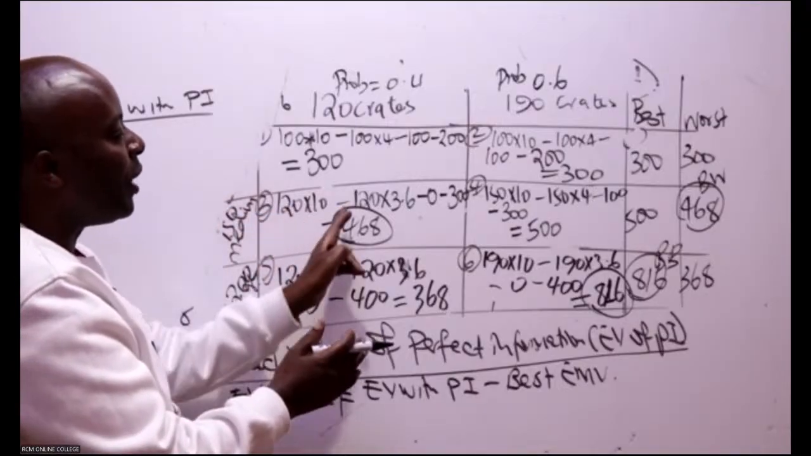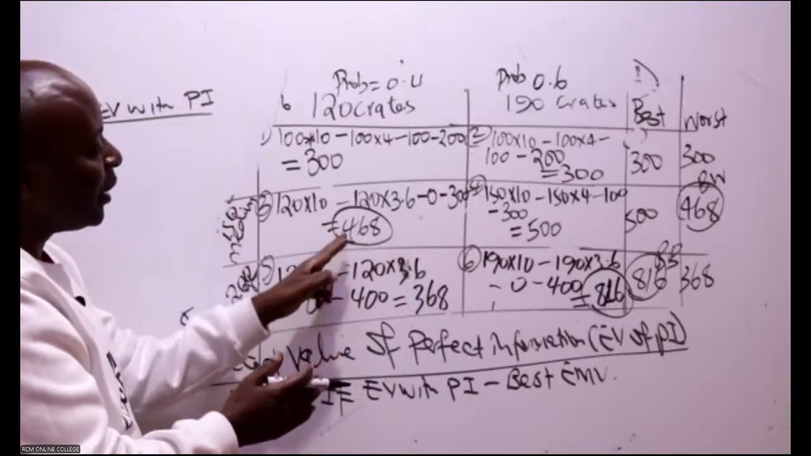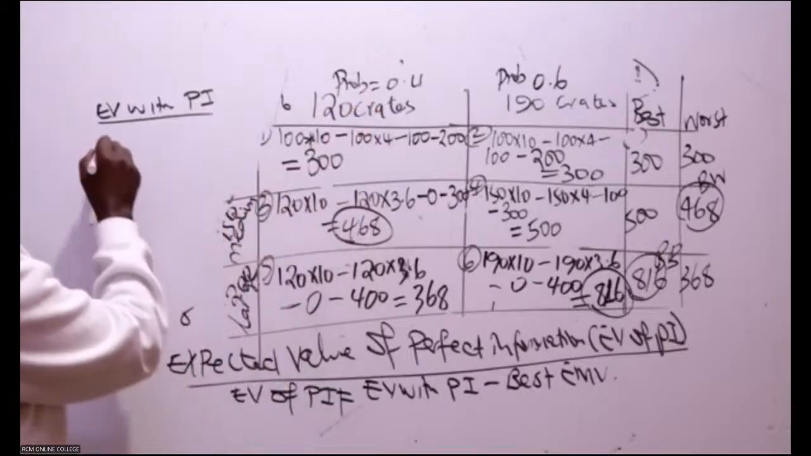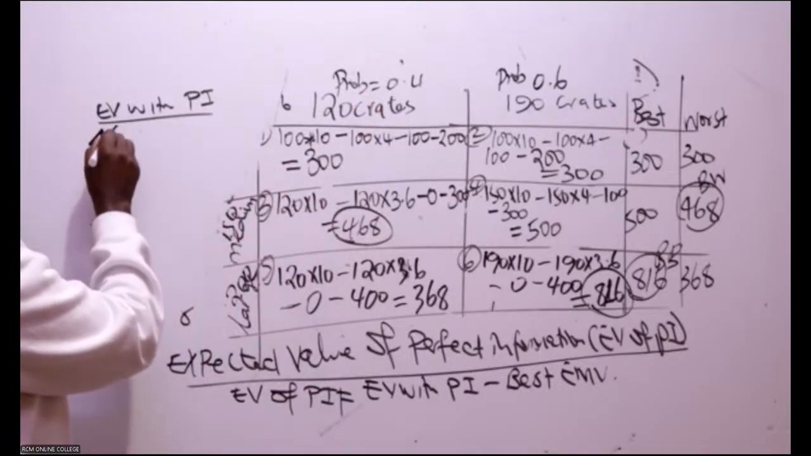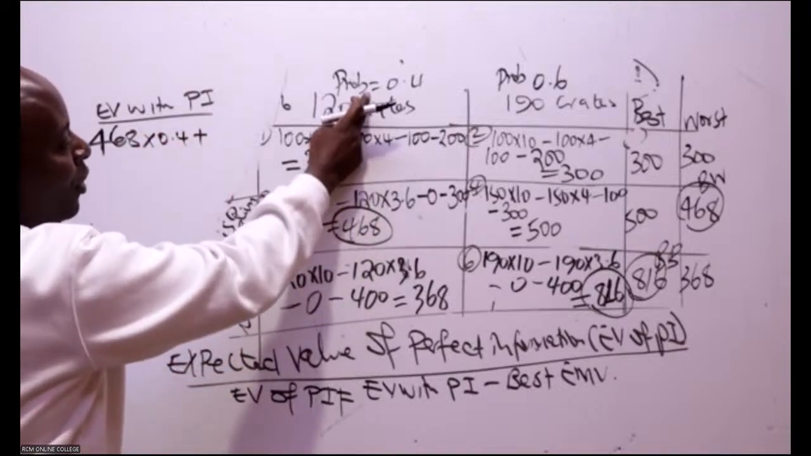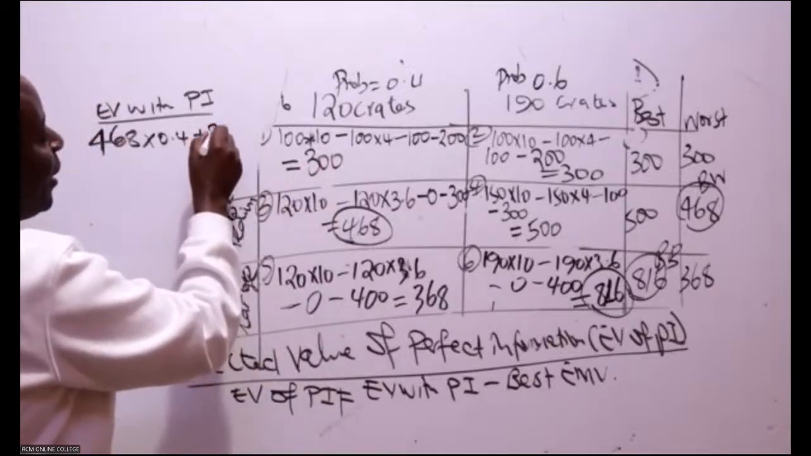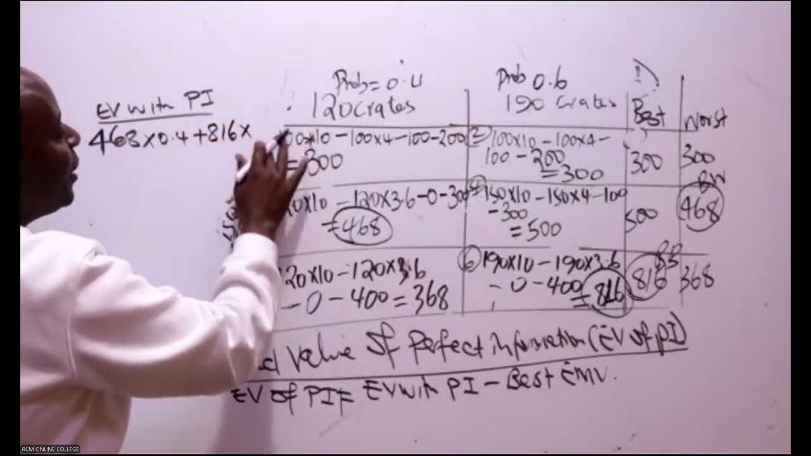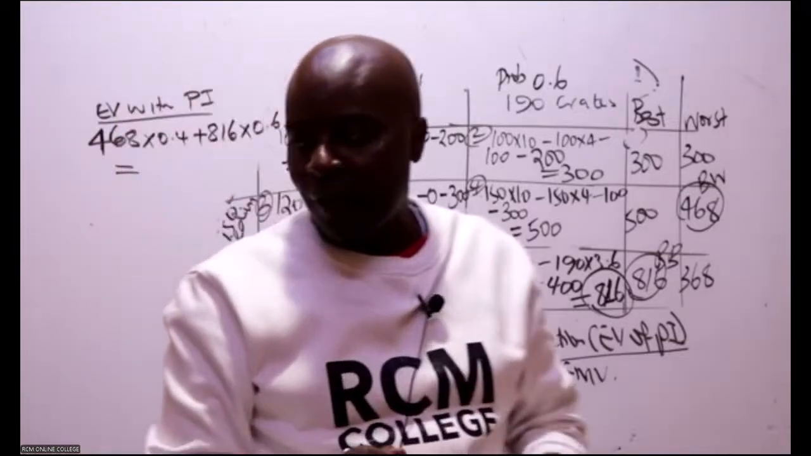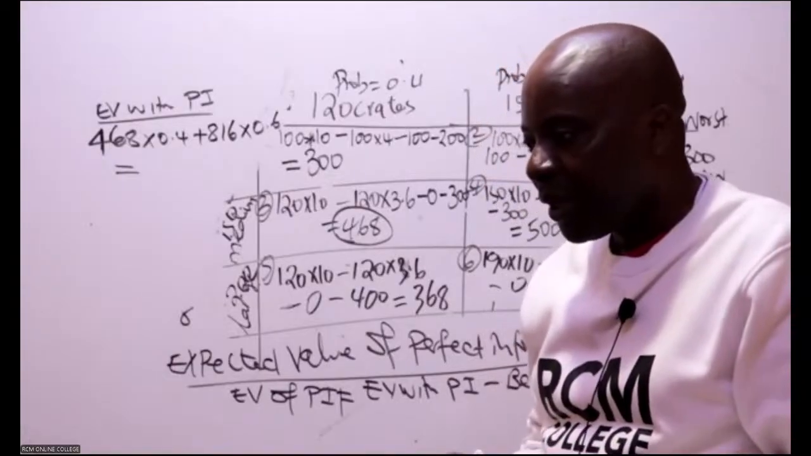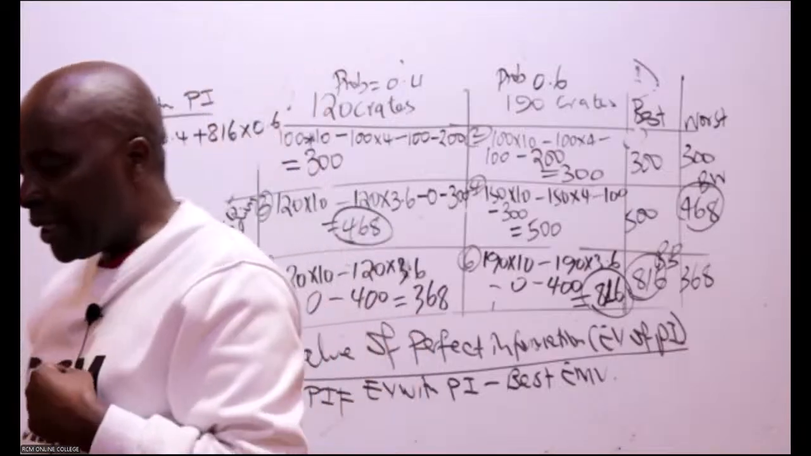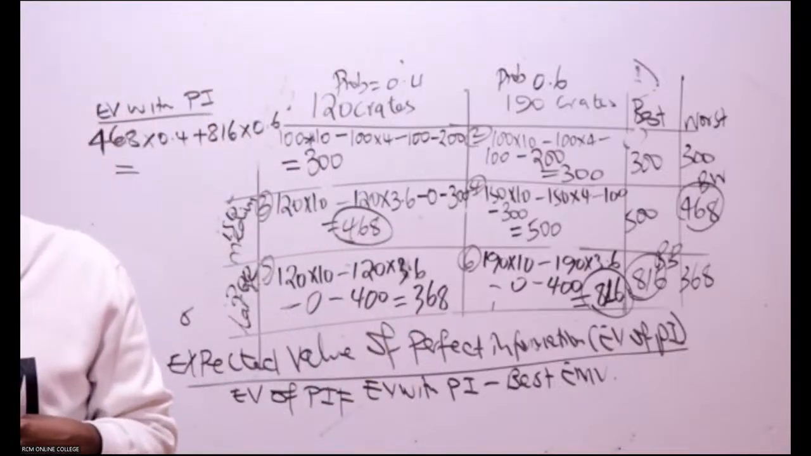Averaging them means what here? Because of the word expected, it means you take the figure in this column times the probability. So expected value with PI will be 468 times 0.4 plus 816 times 0.6. Is there somebody who is able to give me this expected value with perfect information? I'm being told it is 676.8.